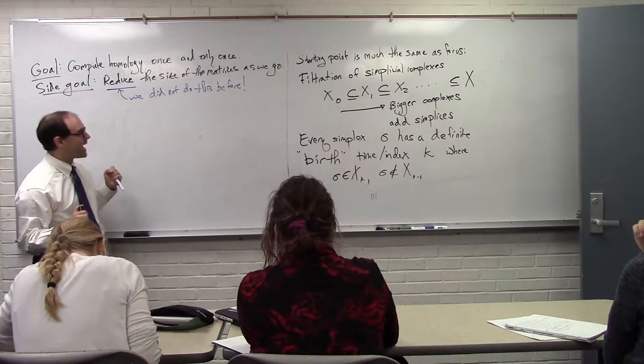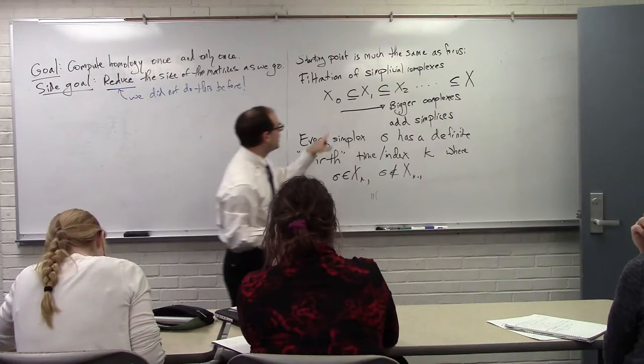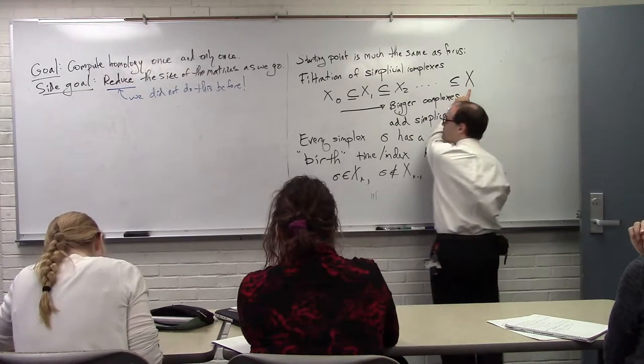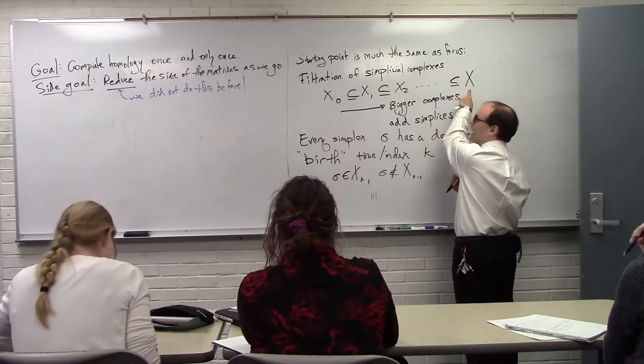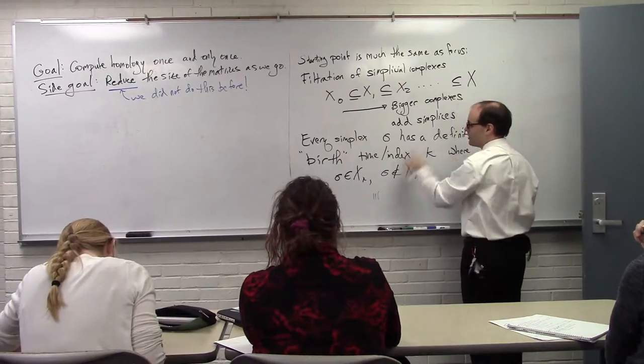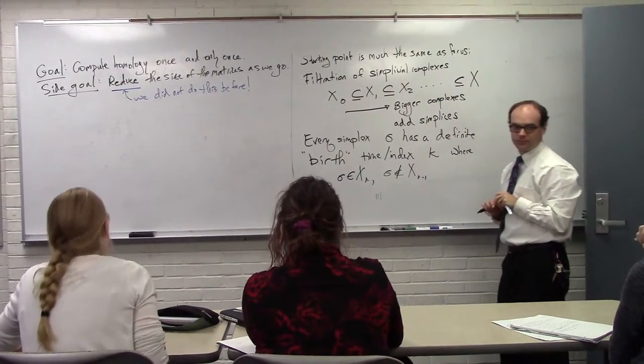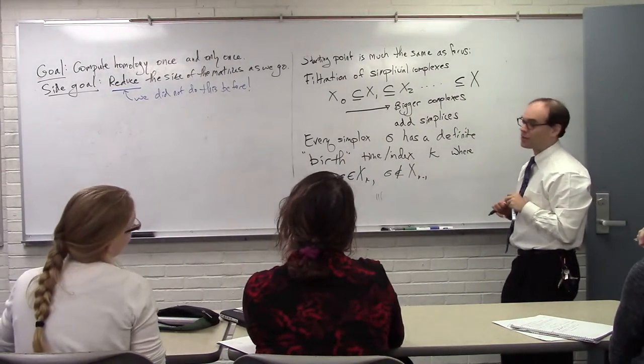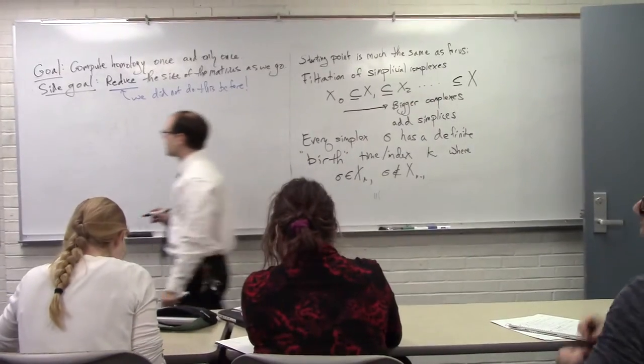And the way we're going to do that is we now need to keep track of, if I take a look at all the simplices in X, I need to keep track. I have to label each of the simplices with their birth time somehow. And the way we're going to do that is through an algebraic trick. So, tactic.